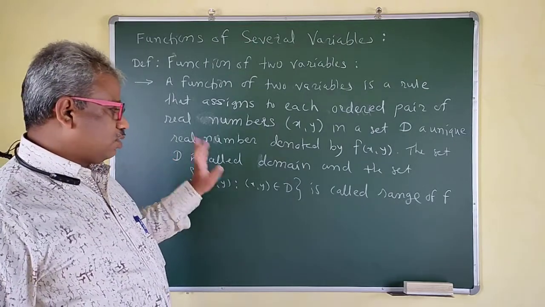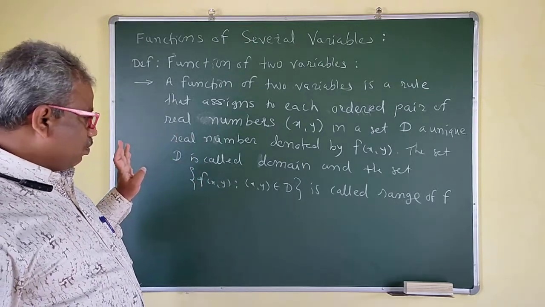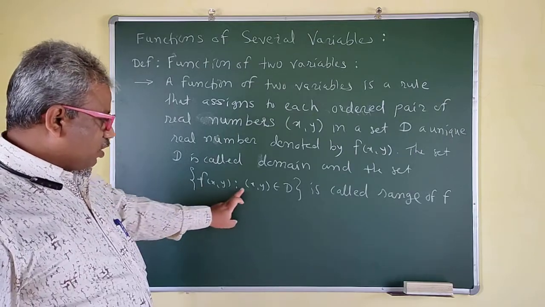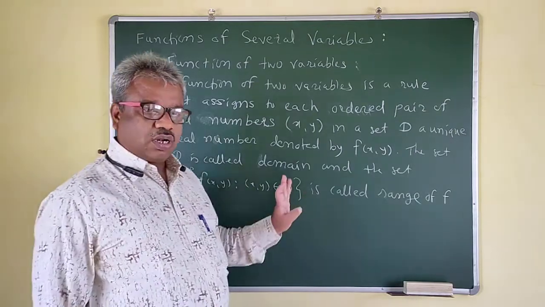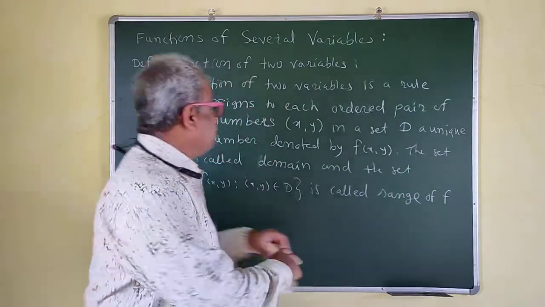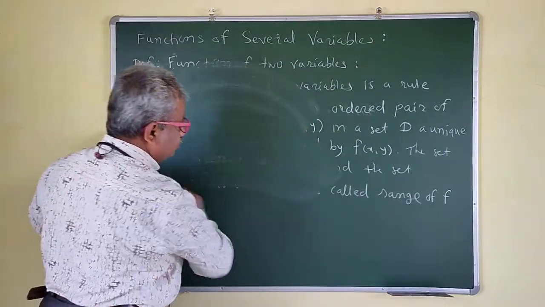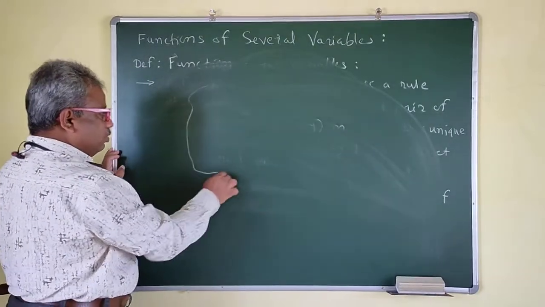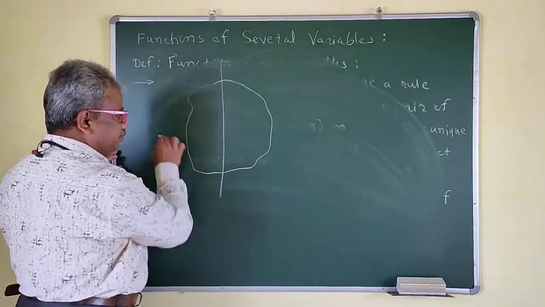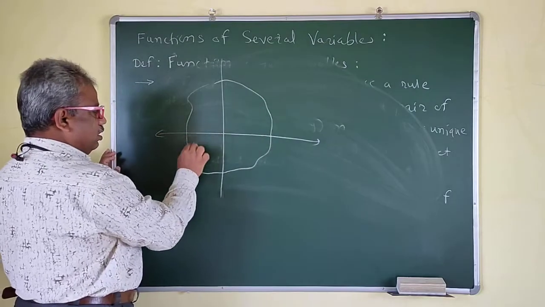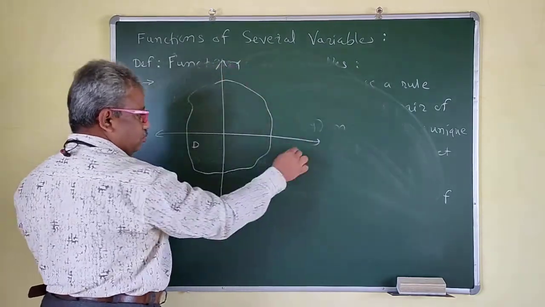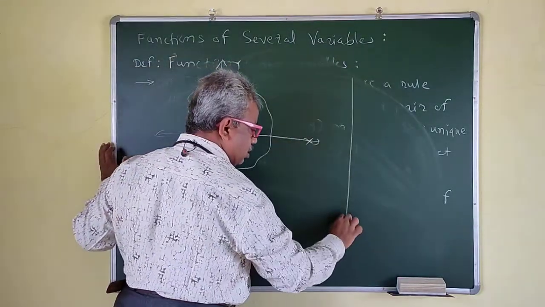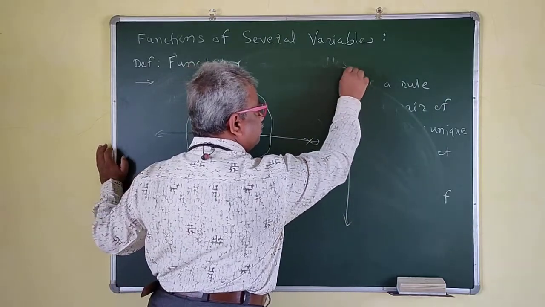Then the set D is called the domain, and the set of f(x, y) where (x, y) belongs to D is called the range of it. Means what? Suppose we have some set D, and this is a set of real numbers.